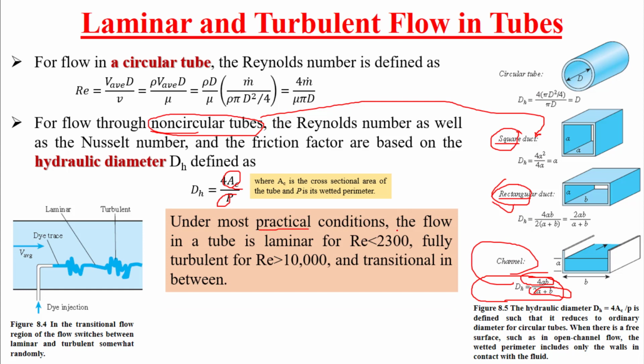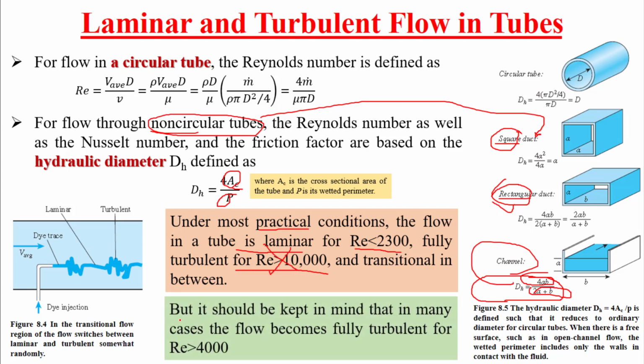Under most practical conditions, the flow in a tube is laminar for Reynolds number less than 2300 and fully turbulent for Reynolds number greater than 10,000. And as I mentioned, we will not use this range. Instead, it should be kept in mind that in many cases the flow becomes fully turbulent for this range. Okay, so above 4000 Reynolds number, this is fully turbulent. Below 2300, this is laminar. Between them, this is what? Transition.